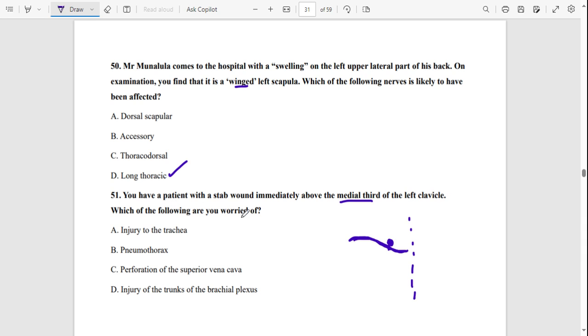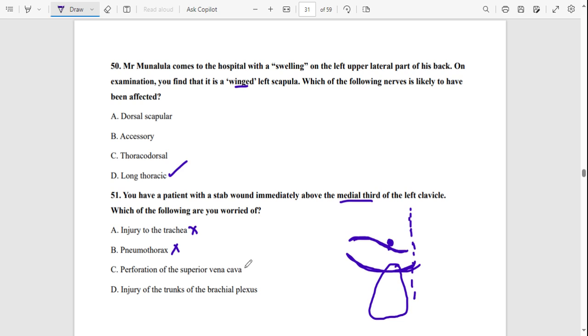Which of the following are you worried about? Injury to the trachea. Now, the trachea will not be it because the trachea is more on the midline. Pneumothorax. Pneumothorax is where the knife went into the lungs and then the lungs collapse. Now, we don't think much of this one because the lungs end just slightly above the first rib, and the first rib is below the clavicle. So if the lung, let's say, ends here and the knife was on top, you have not hurt the lungs.